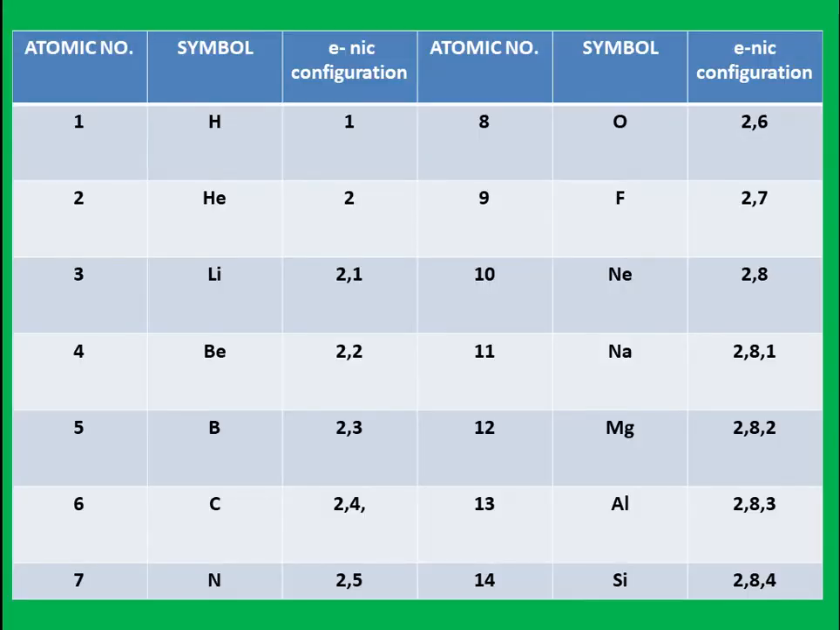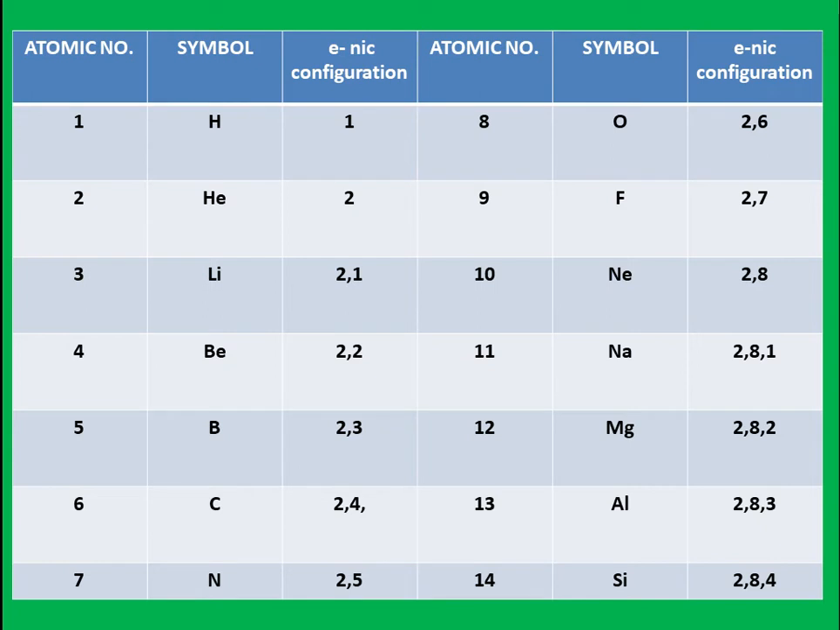So we have a number of atoms in our periodic table. I give only 14 elements here. The basic motto behind this table is that we want to draw the Lewis dot structure of these elements. For example, hydrogen is there. If you know the electronic configuration that we already discussed in chapter number 2, atomic structure, then we can easily draw the Lewis dot structure.